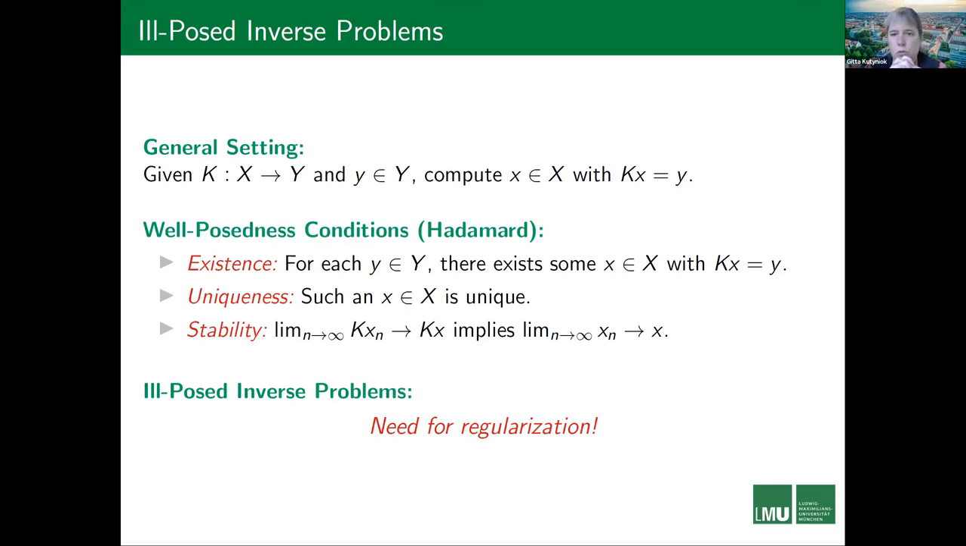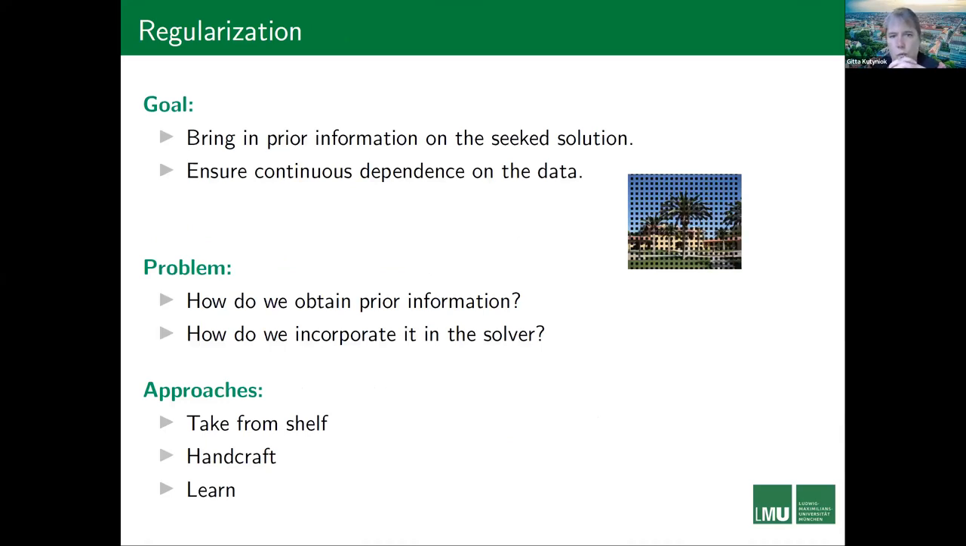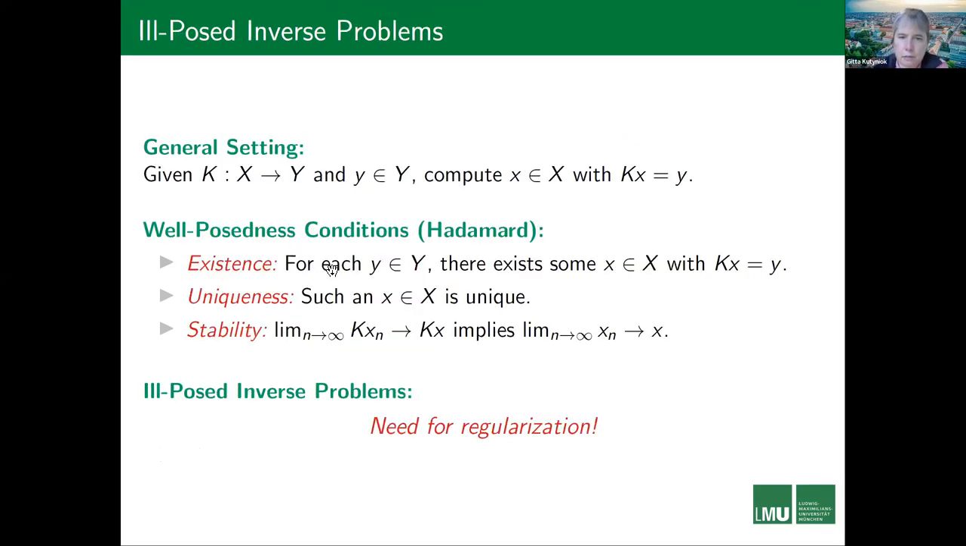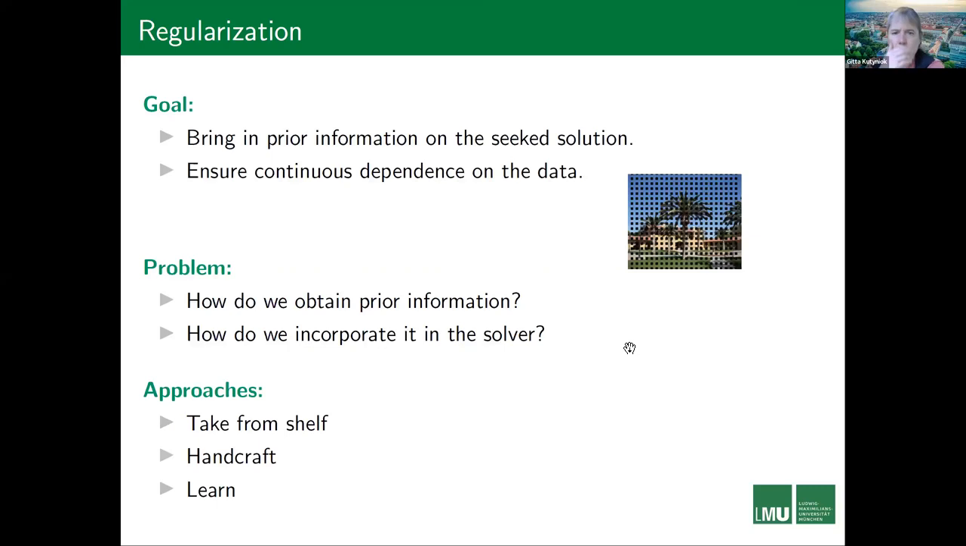Well, you need to what's called regularize. So you need to impose additional conditions on your original solution. How can you do that? Well, as I said, the goal is to bring in prior information, and also while doing this, ensure that everything depends continuously on the data, because if you go back, this is also sometimes the problem. Also, where to get this prior information from, how we incorporate it, we will see on the next slide, or one example on the next slide.